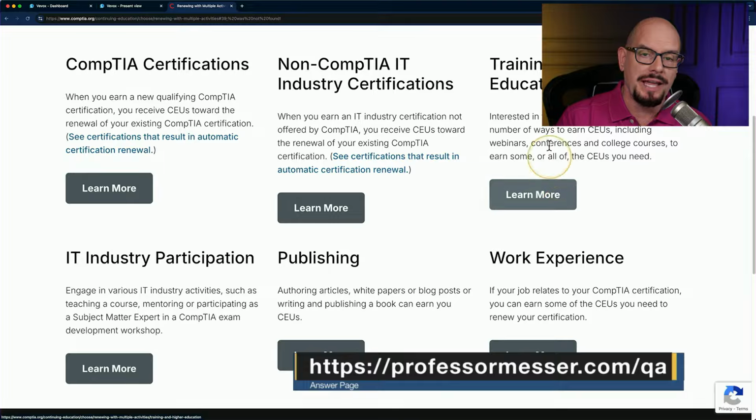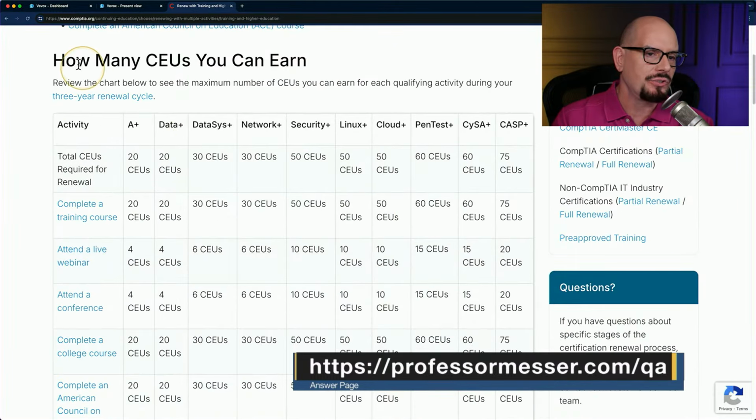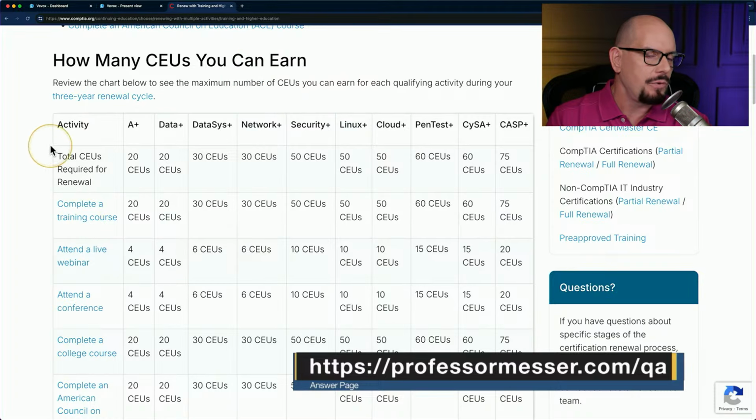So if we were to drill down, for instance, into training and higher education, there's a chart on this webpage that describes how many CEUs you can earn. And you can see there are lots of things you can do. You can complete a training course.